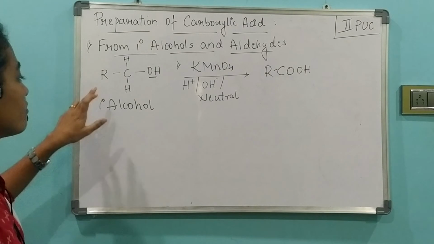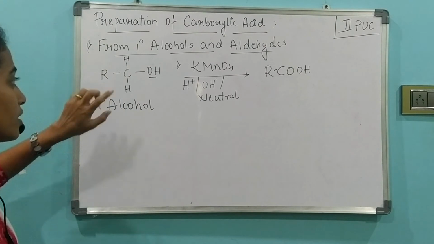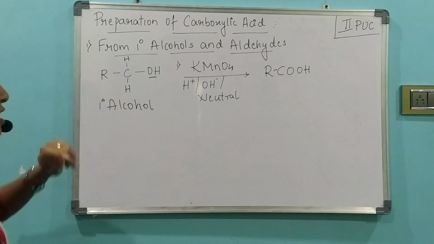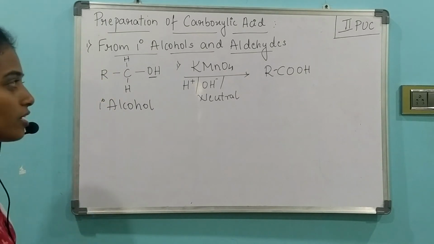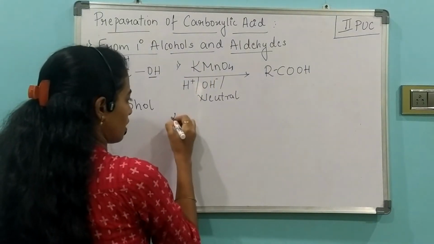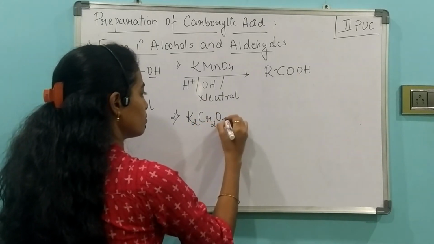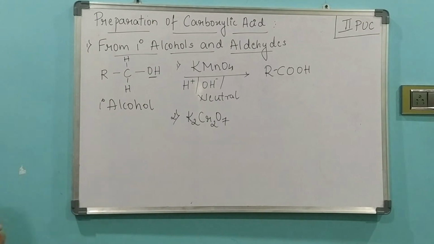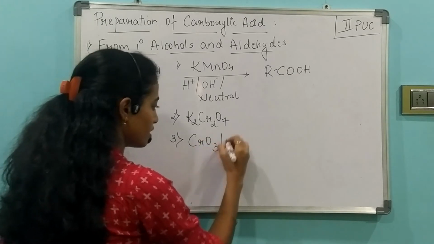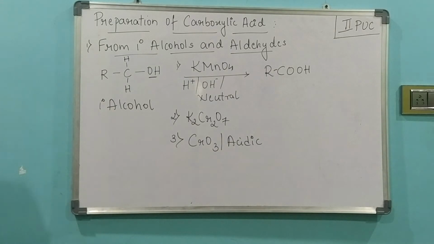What did I say here now? I will be converting the alcohols into carboxylic acid by using oxidizing agents such as potassium permanganate in acidic medium, basic medium or neutral medium. Either you can use KMnO4 or you can go for potassium dichromate, K2Cr2O7. If not, you can also use chromium oxide in the acidic medium.